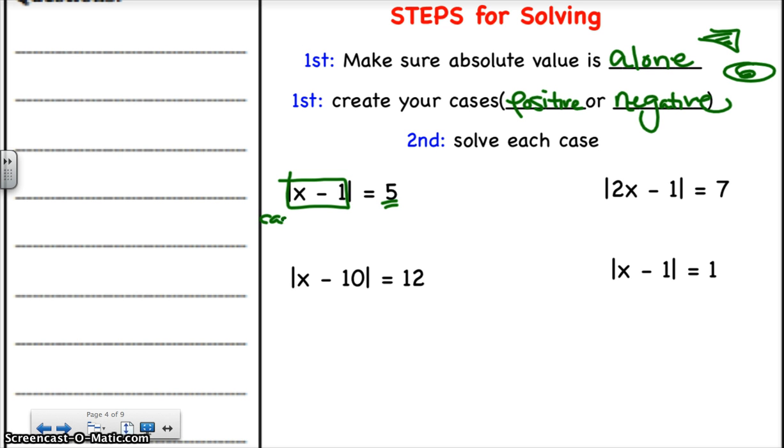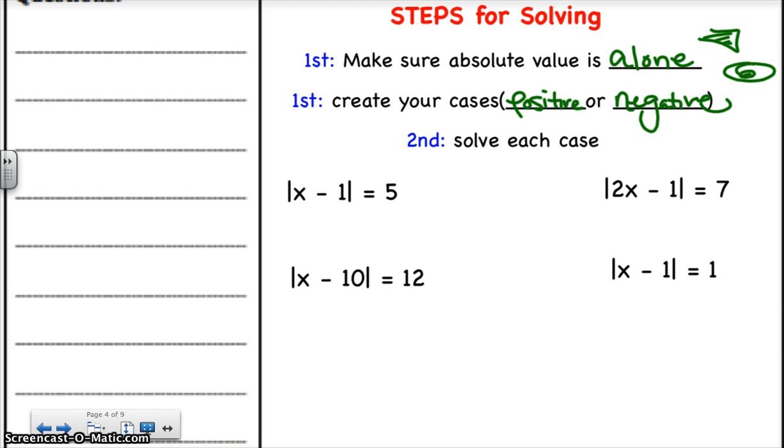Case 1, x minus 1 equals 5. That's 5 away. Or this can be negative 5 too. Or x minus 1 equals negative 5. So I take what's inside here and create a positive and negative of the outside number. Okay? So I want everyone right now to create your case.